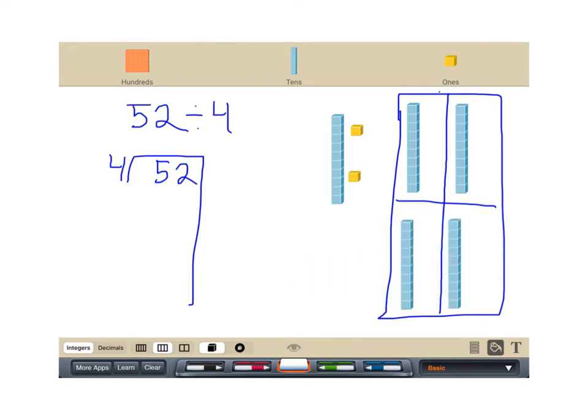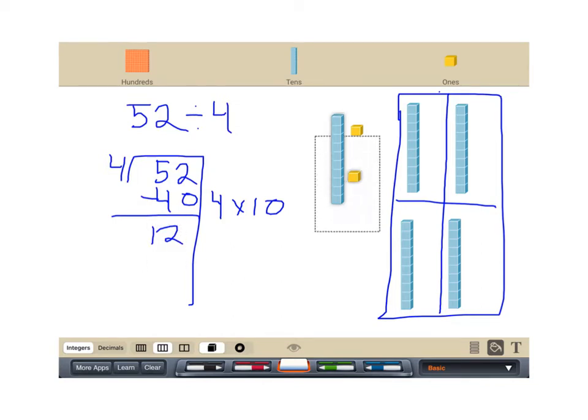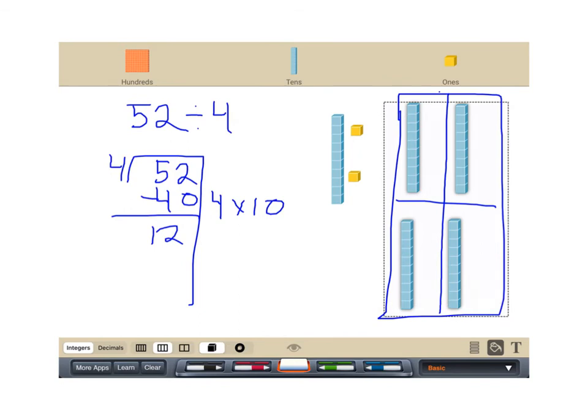So the next thing I'm going to do is, if I'm recording that on my algorithm over here on the side, I'm going to write 4 times 10. And 4 times 10 is 40, so I'm going to subtract that off, and I have 12 left. And what you can see here is that the 12 that I have left over here is the same 12 that I have left over here. And this 40 right here in my equation is the same as this 40 that has already been split up.